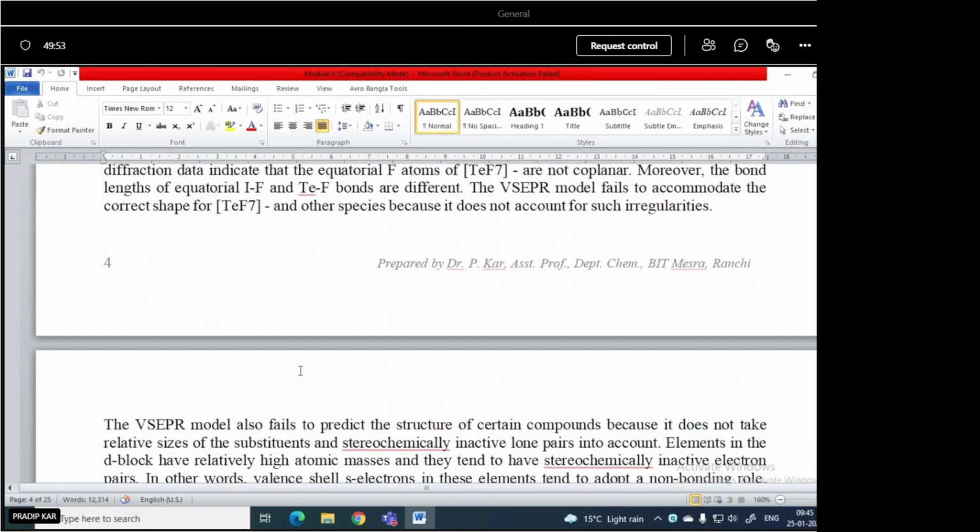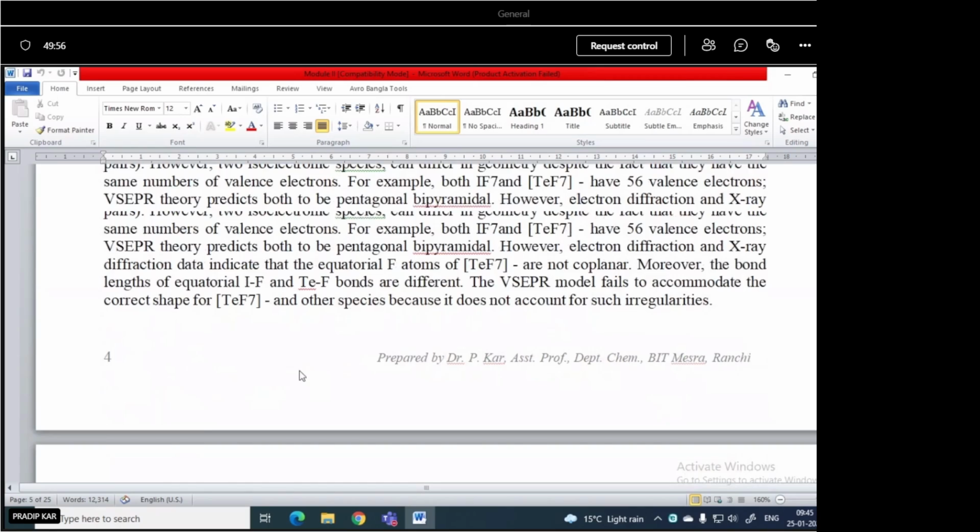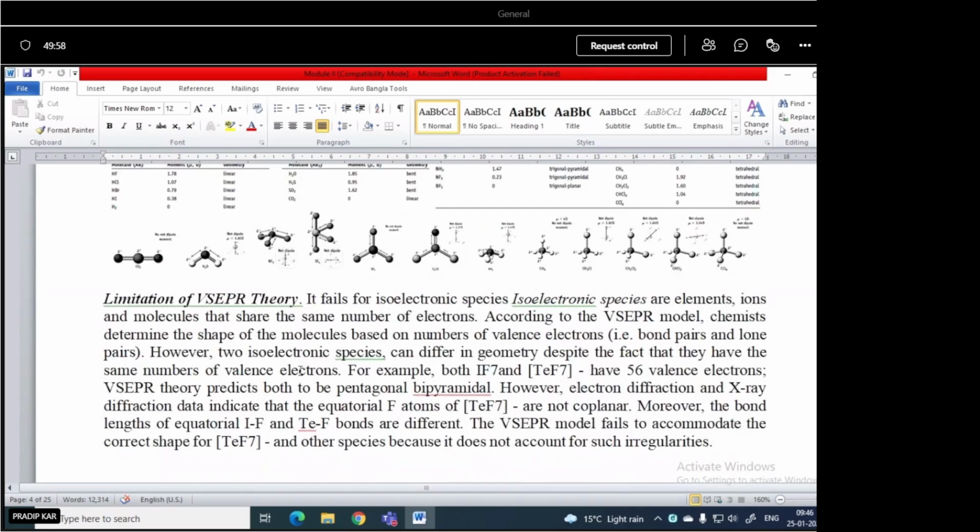Anyway, please find it. We will discuss in next class. So here are the limitations of VSEPR theory. What are the limitations? It fails for isoelectronic species. Isoelectronic species means having the same number of electrons around the center.